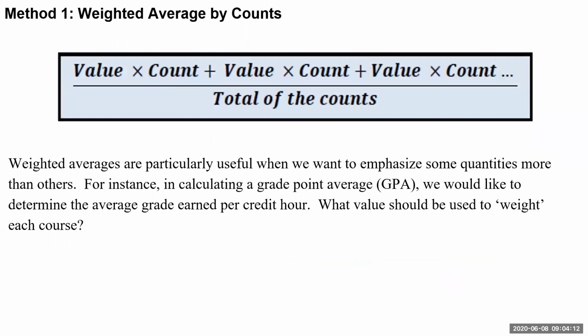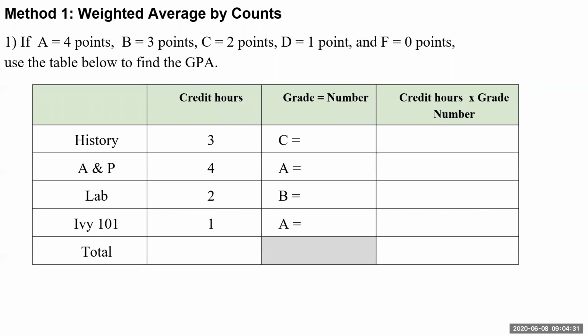Now here, we look at the first weighted average formula, and we call it the weighted average by count. So value by count plus value by count plus value by count, over the total number of counts. And that's what we used a while ago. So here, we want to see how we can find the GPA. Now, you usually hear that this class is a 4 credit, this is a 2 credit, that is a 3 credit, that's a 1 credit. So here, we want to look at a typical table for credit hours.